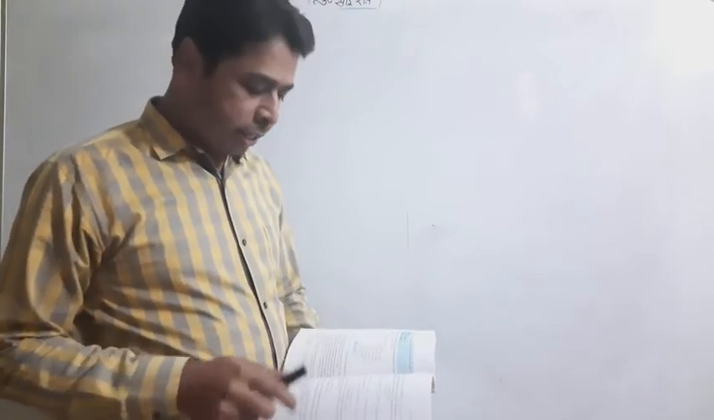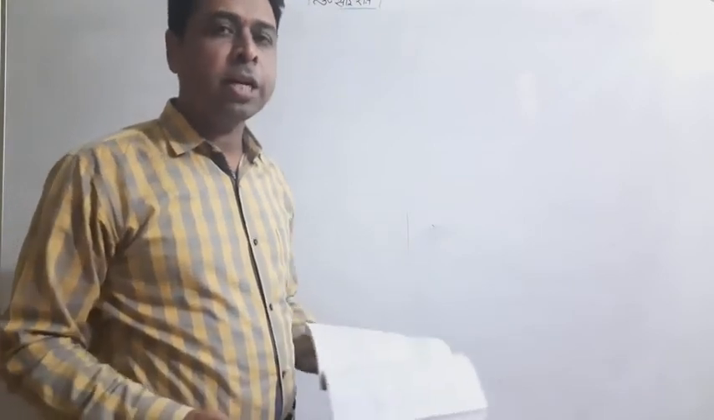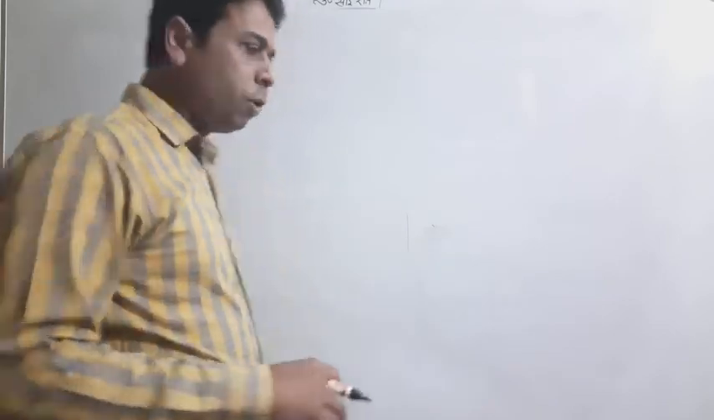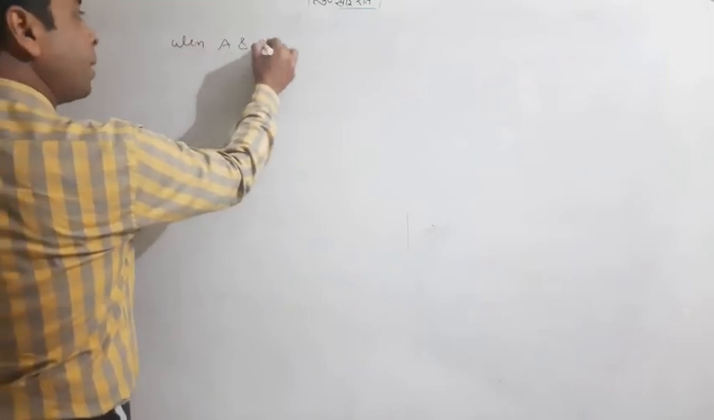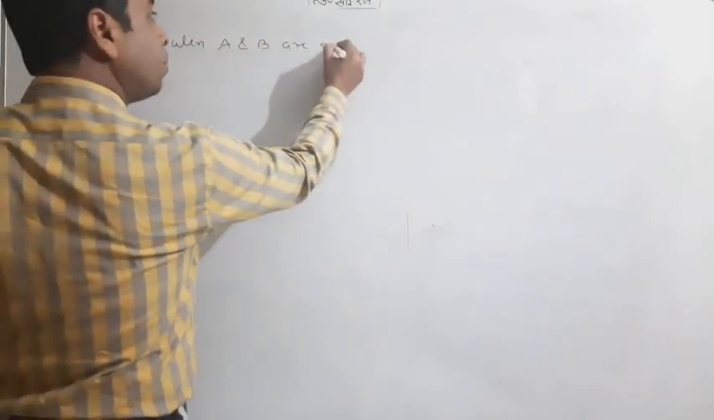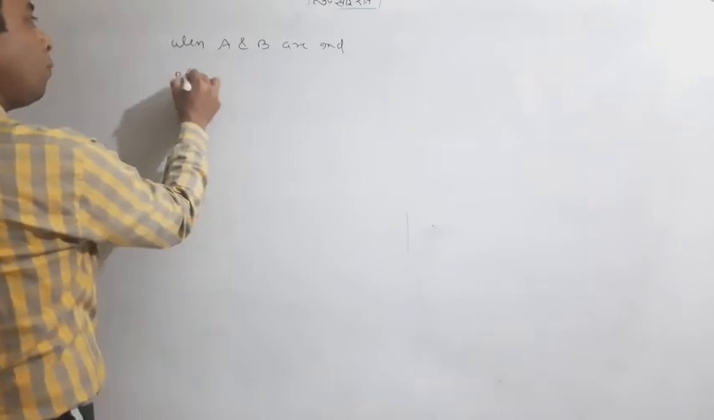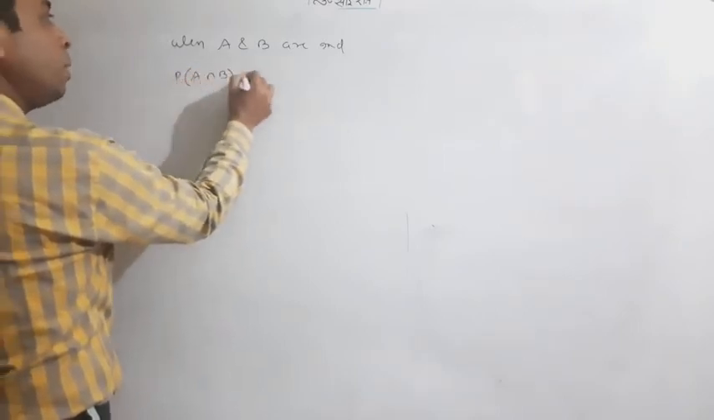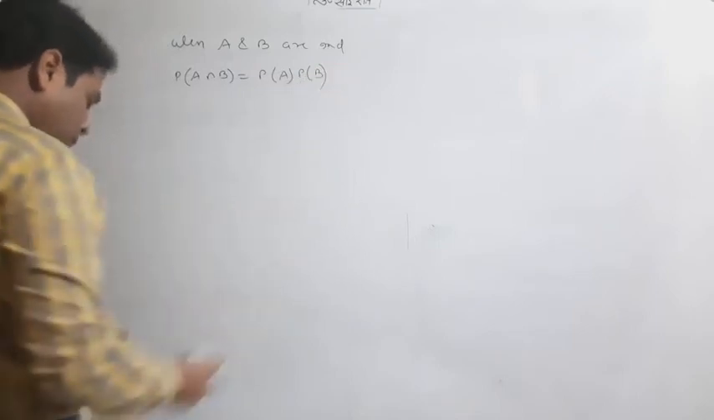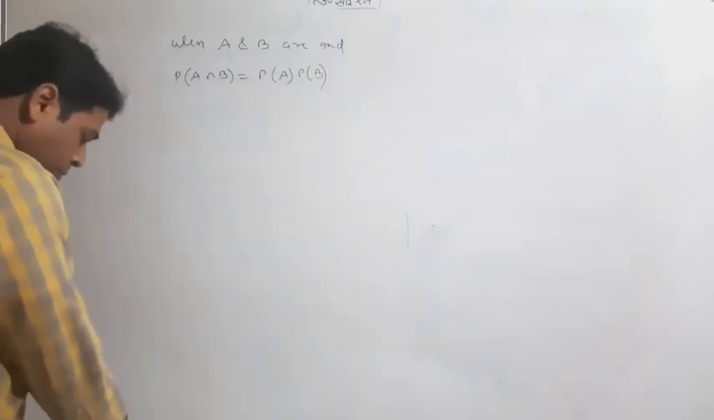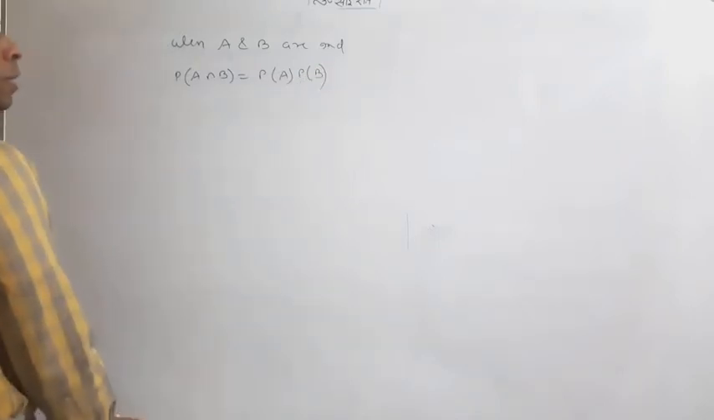Now we'll start exercise 13.2. Before starting that, I want to share something with you that we already read: when A and B are independent, P of A intersection B will be P of A into P of B. This is a very famous formula. You know it now. Before starting any question, I tell you one thing.